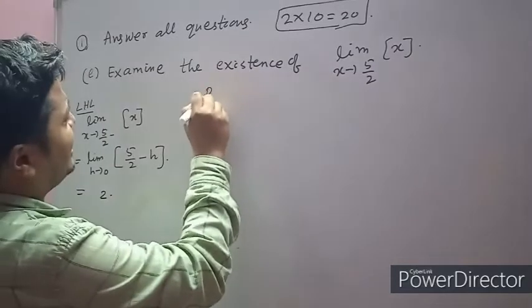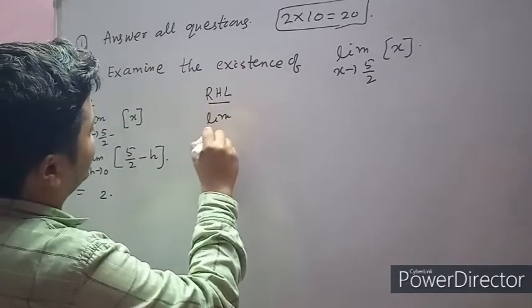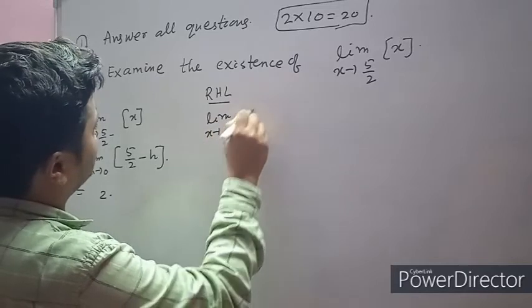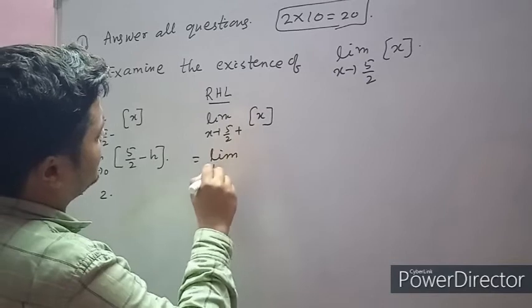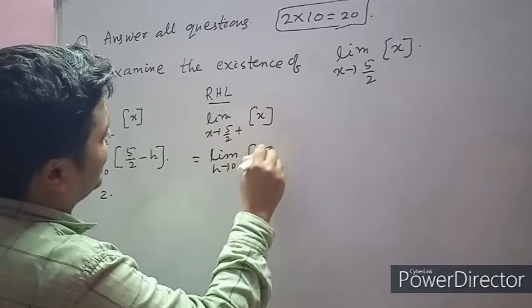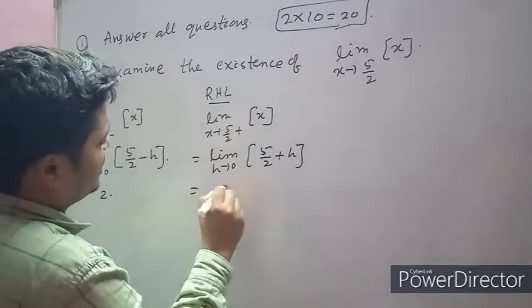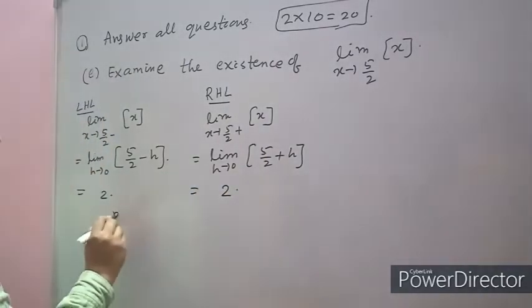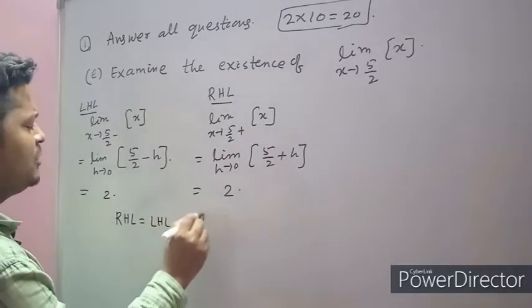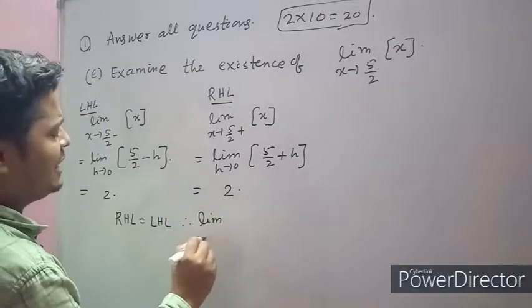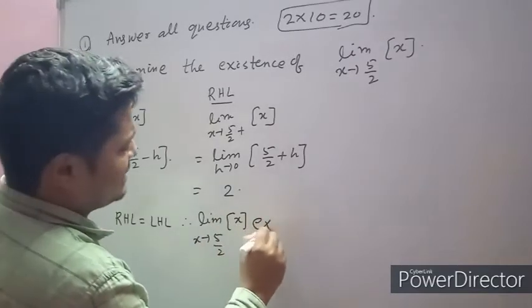You go to the right hand limit, limit x tending to 5/2 plus of [x], or limit h tending to 0 of the bracket value of 5/2 plus h. Again the same technique you use, this becomes 2. RHL is same as LHL, therefore limit x tending to 5/2 of [x] exists.